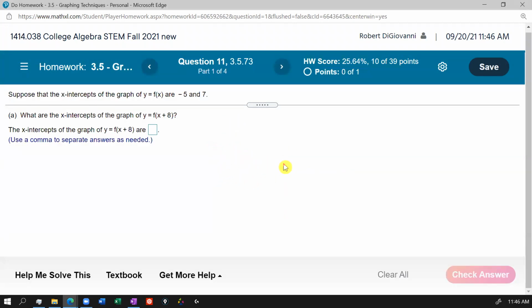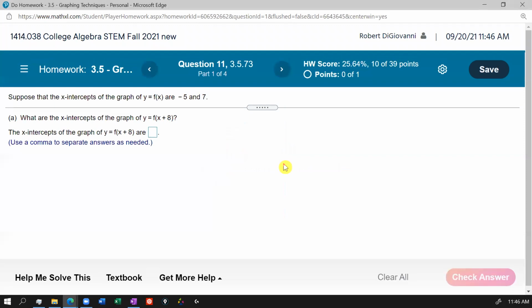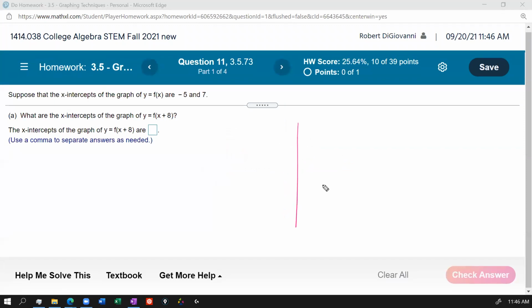Suppose that the x-intercepts of a graph are given here. So suppose the x-intercepts of a graph are negative 5 and positive 7. So these points are on our graph. Okay, what are the intercepts of the graph y equals f of x plus 8?